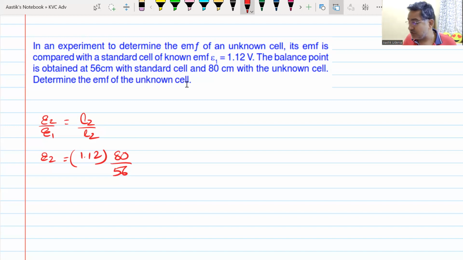Now that is the first use of the potentiometer. There are many uses. The second use is this, to find the internal resistance of a battery.